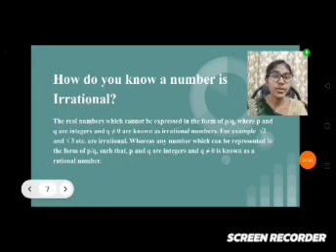How do we know a number is irrational? The real numbers which cannot be expressed in the form of p by q, where p and q are integers and q is not equal to 0, are known as irrational numbers. For example, √2 and √3, etc. are irrational, whereas any number which can be represented in the form of p by q, such that p and q are integers and q is not equal to 0, is known as a rational number.